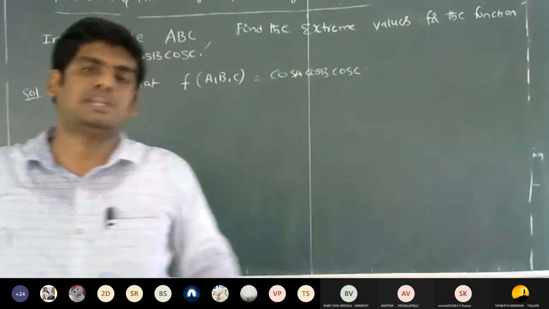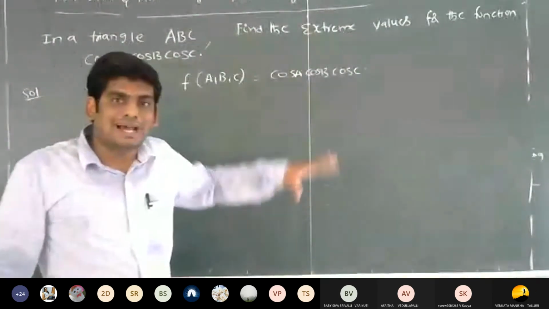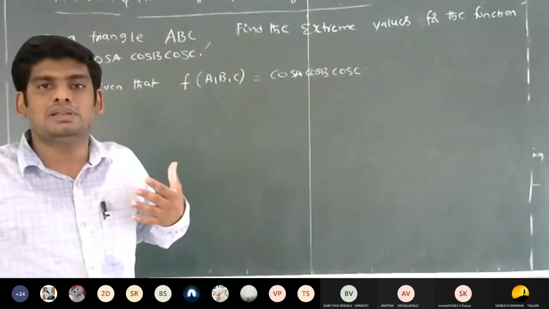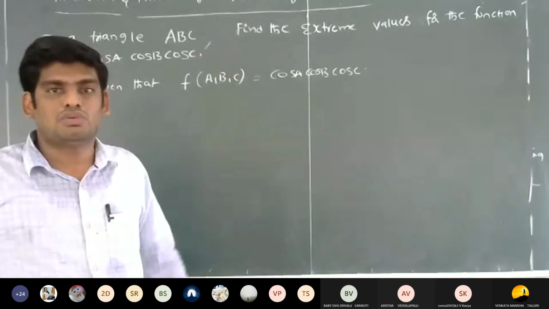Here, what is the constraint? It is not given directly in the question, but it is in the given question. What is that constraint?